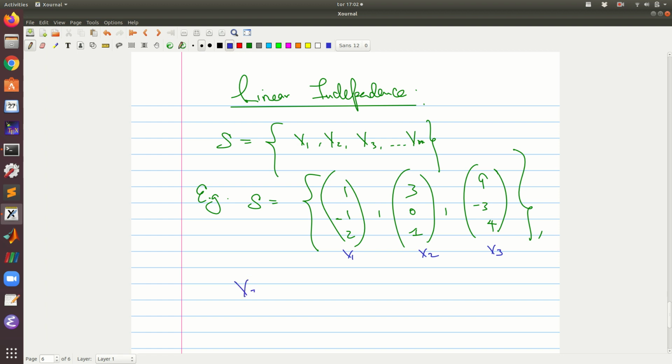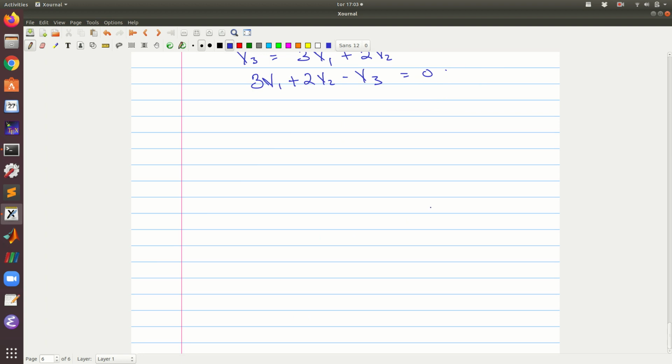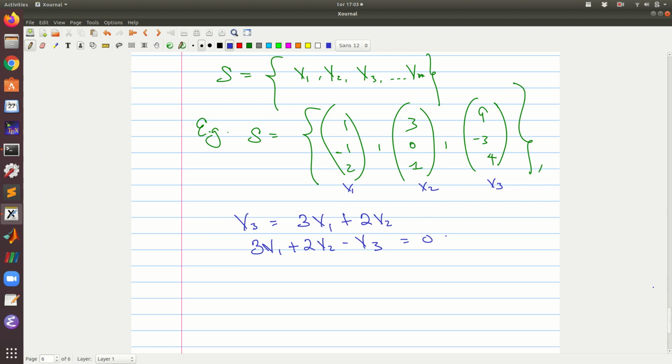Perhaps I hope you are able to see that if this is v1, v2 and v3, we can write v3 as a linear combination of v1 and v2 with coefficient 3 and coefficient 2. In other words, v3 is 3 times v1 plus twice v2. Then we can write 3v1 plus 2v2 minus v3 equals 0. So we have some kind of dependence: this vector v3 depends on v1 and v2. It can be written as a linear combination of v1 and v2.